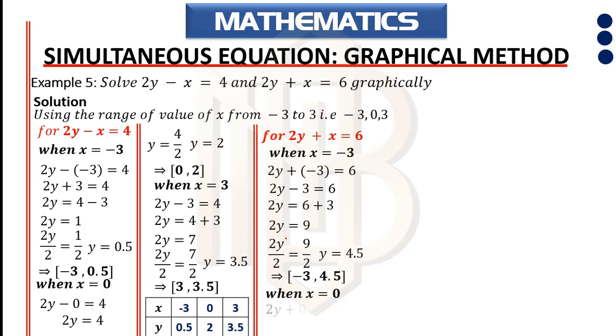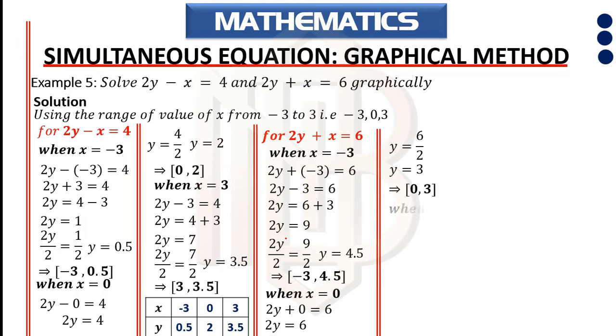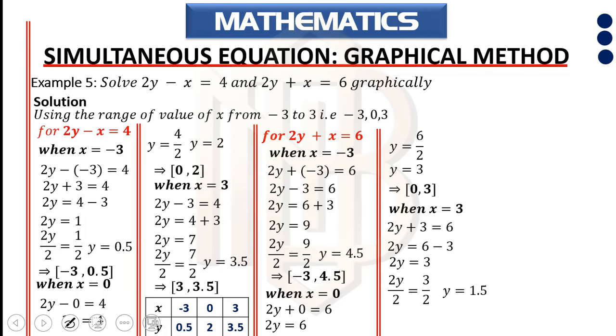And when x is equal to 0, your y is going to be 3. Of course, for the third one, when x is equal to 3, you find your value of y. Don't forget, what we have simply done here is to replace the x here by the 3. So from what you have there, that means 2y equals 3, and then you say your y equals 1.5. So you have the third point.